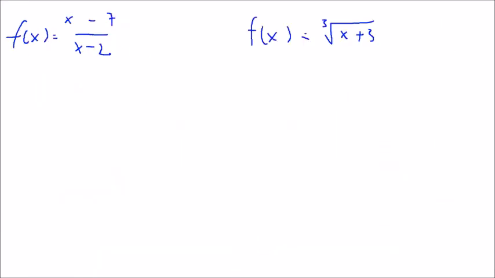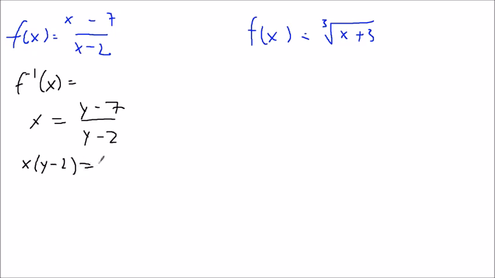Next. So we want to find the inverses of these functions. These are a little harder. So f inverse of x is equal to, what is it equal to? Well, we set y, so we have x is equal to (y - 7)/(y - 2). We multiply y - 2 on both sides, we'll have x times (y - 2) is equal to y - 7. We multiply it out. xy - 2x is equal to y - 7.